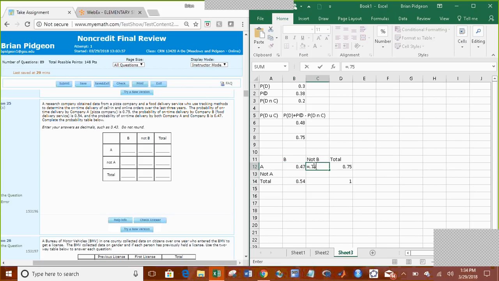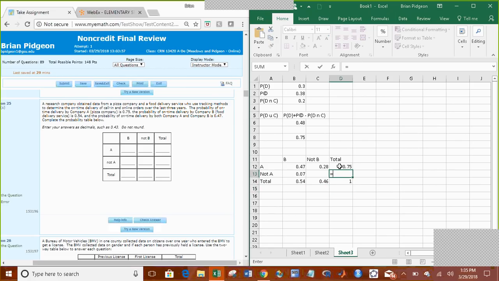0.75 is our total, so we just do 0.75 minus 0.47, and that gives us, not B, is 0.28. So if we have company A is on time, company B is total 0.54, then we do 0.54 minus 0.47 to get not A. And then now we can really just repeat, this whole thing has to add up to 1, so this missing value has to be 1 minus this.